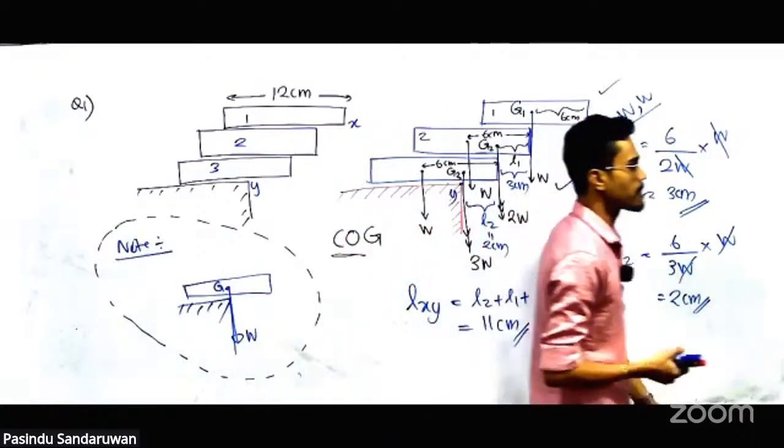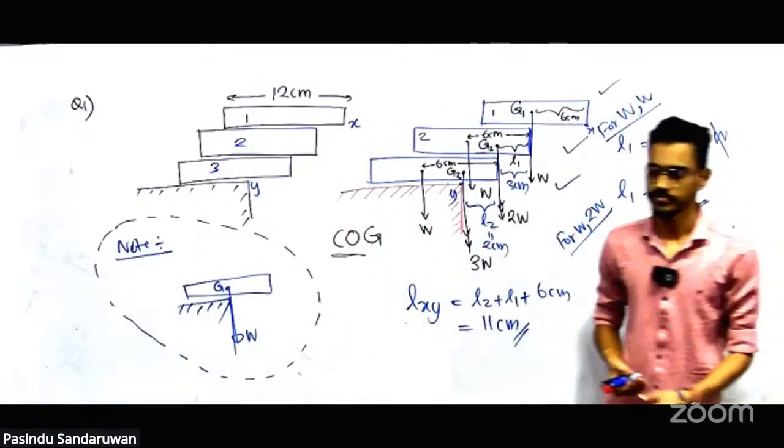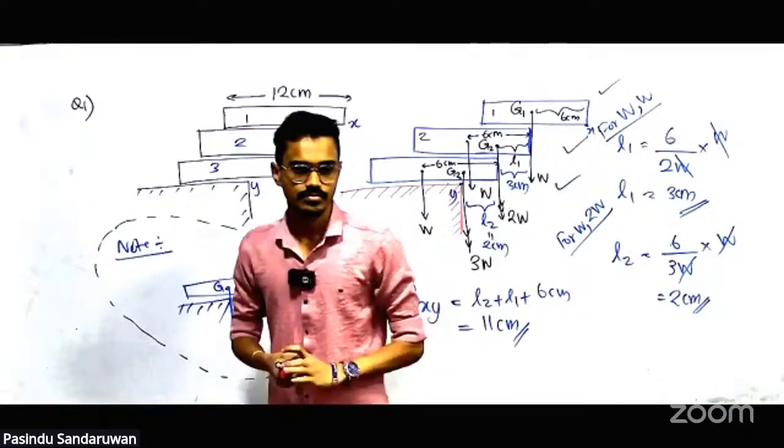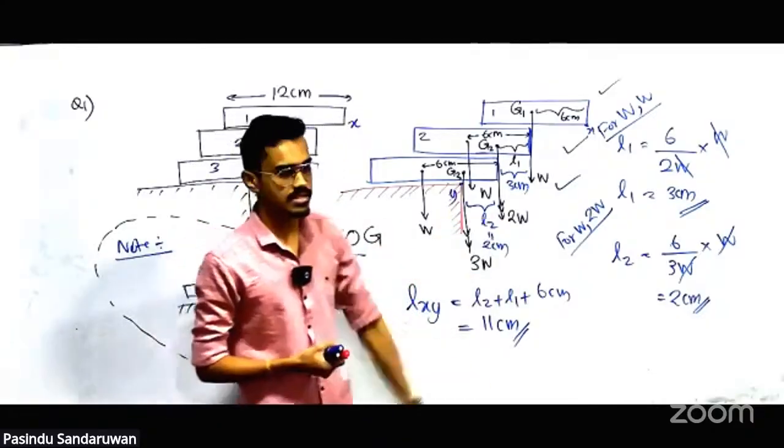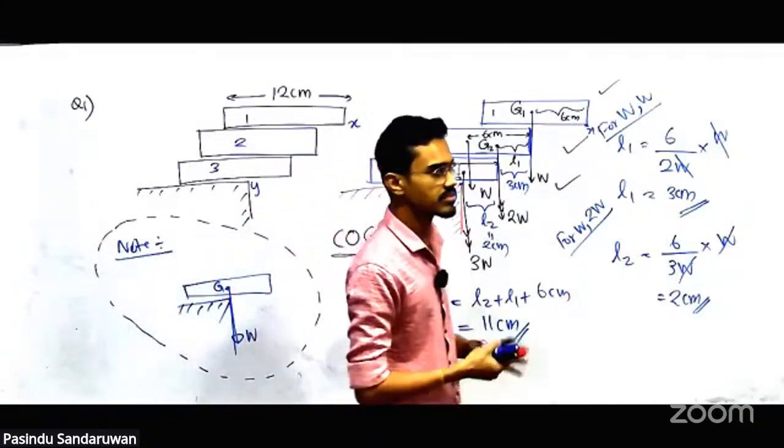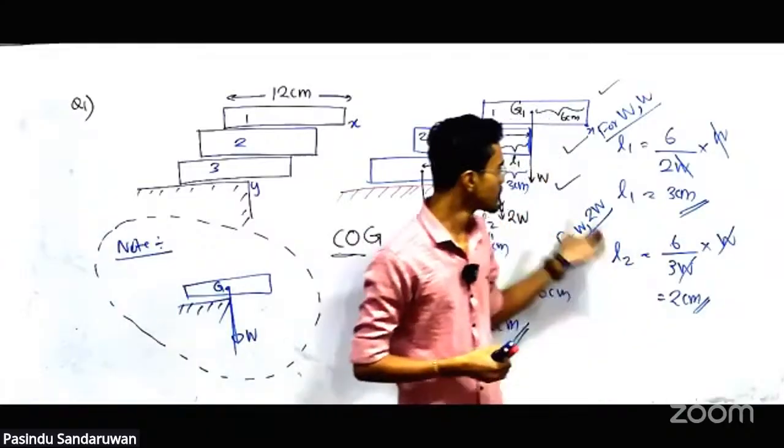Okay. So these are type 1. Balancing questions. They are all balancing questions. Balancing using center of gravity. Right? So you can try this out at home.